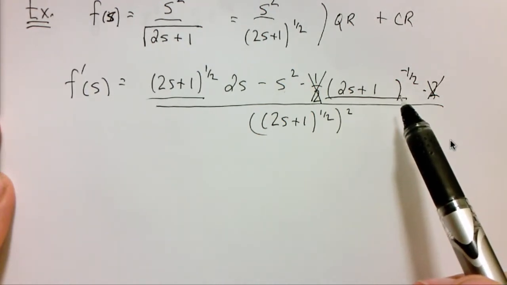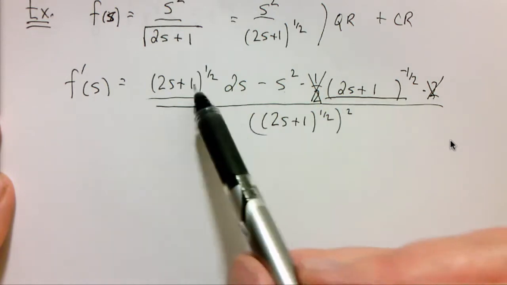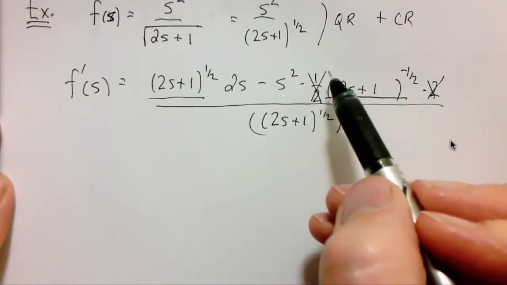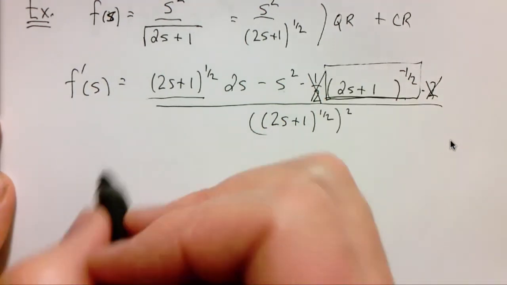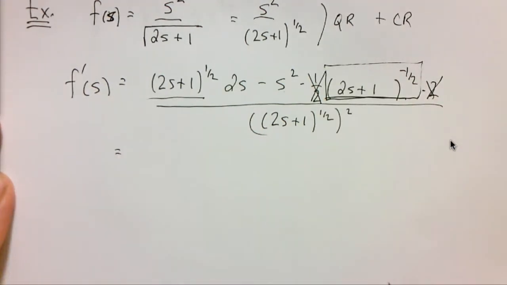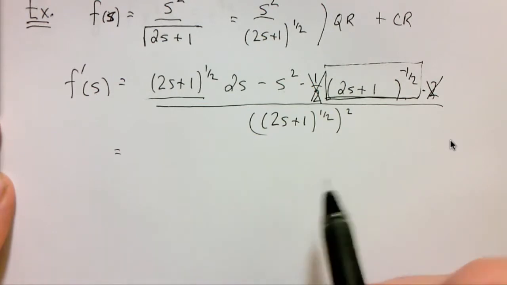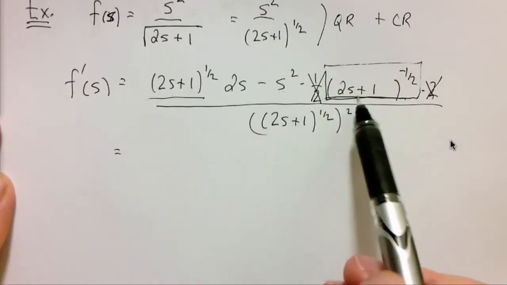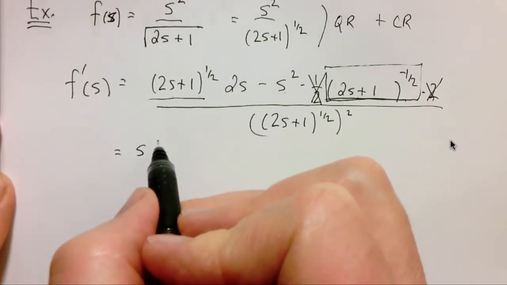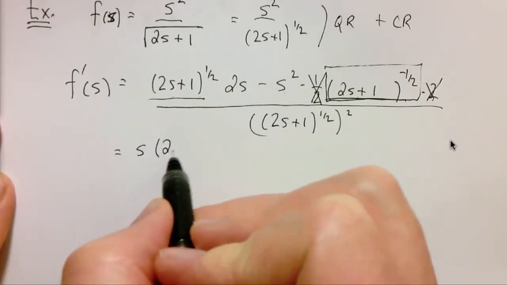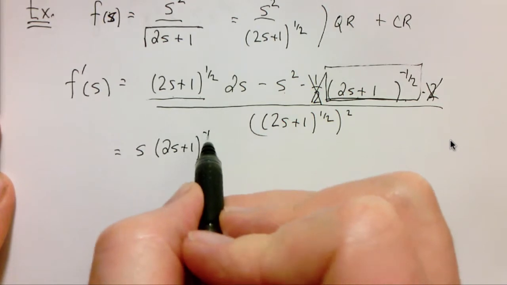What we're always going to do is factor out the smaller power of the 2s plus 1. So we want to factor out minus 1/2 power. It's a little harder, take some practice with fractional exponents, but the idea is the same. We're going to factor out the smaller power. We're going to take out an s, and we're going to take out 2s plus 1 to the minus 1/2.